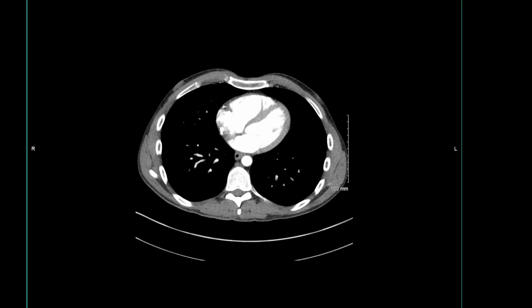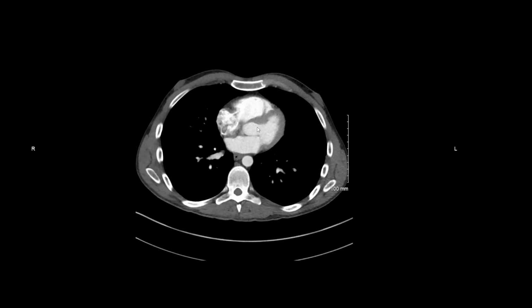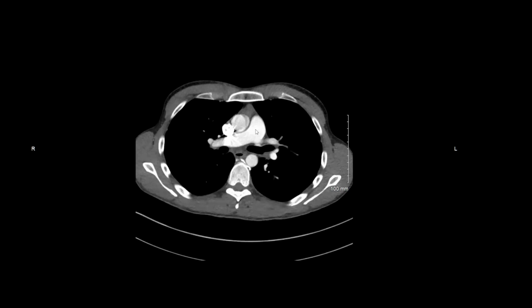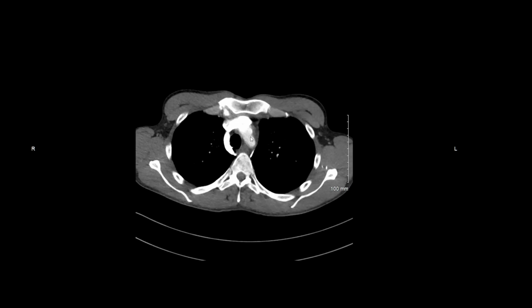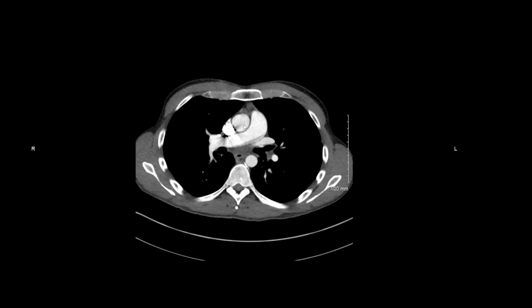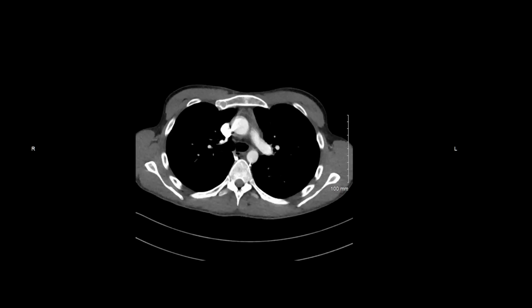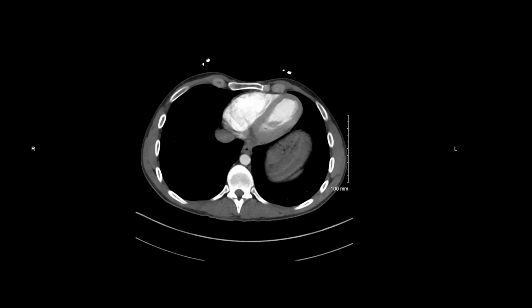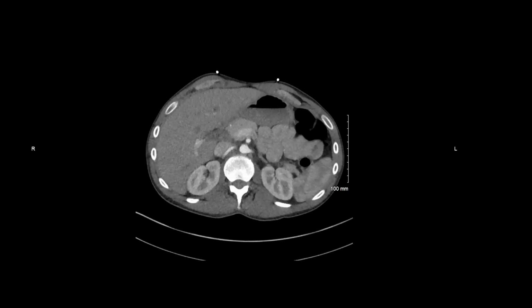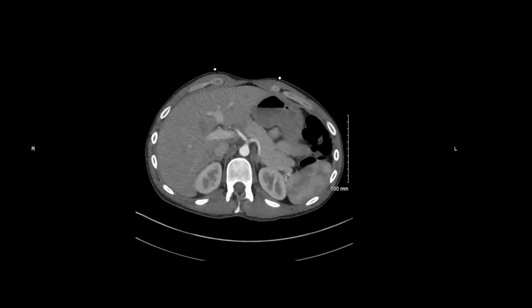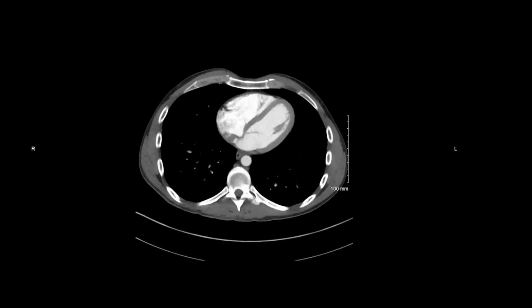I like to soften the window just a little bit, and with that softer window, you can see the valves in the heart, and you get better differentiation within the vessels. I'm going to proceed up looking at the aortic arch for any enlargement, any dissection, any acute traumatic injury. I'm going to follow the thoracic aorta inferiorly down into the abdomen, looking at any vessels that happen to be in my field of view within the abdomen.